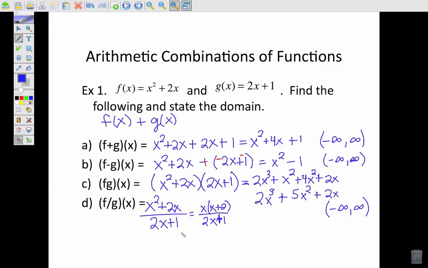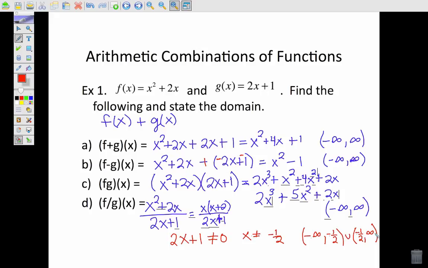Now domain. Your domain of this function, because it's in the denominator, the 2x plus 1, you set 2x plus 1 so that it cannot equal 0. So then that concludes that x cannot equal negative 1/2. So the rest of my domain would be from negative infinity to negative 1/2 in union with negative 1/2 to infinity. So together, there you go. All right, that's the four operations with two different functions.